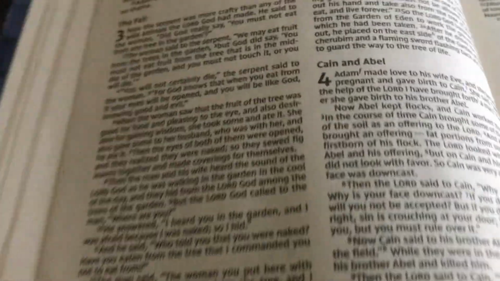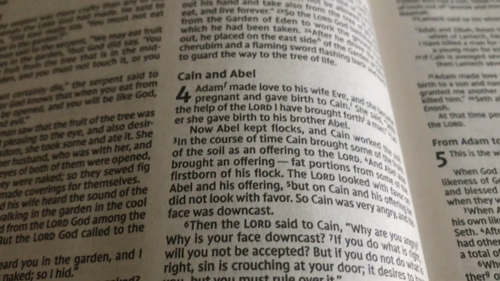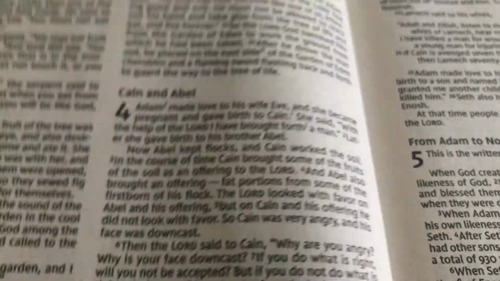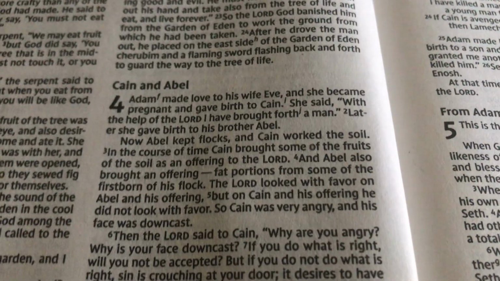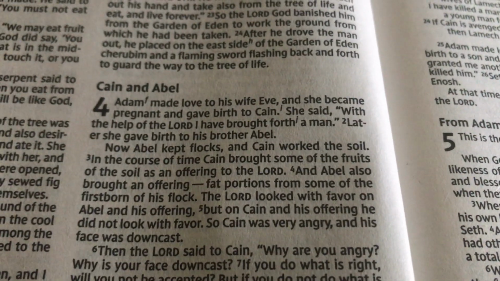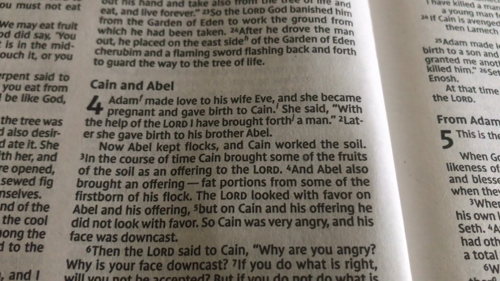All right, Cain and Abel. Adam made love to his wife Eve, and she became pregnant and gave birth to Cain. She said, "With the help of the Lord, I brought forth a man."